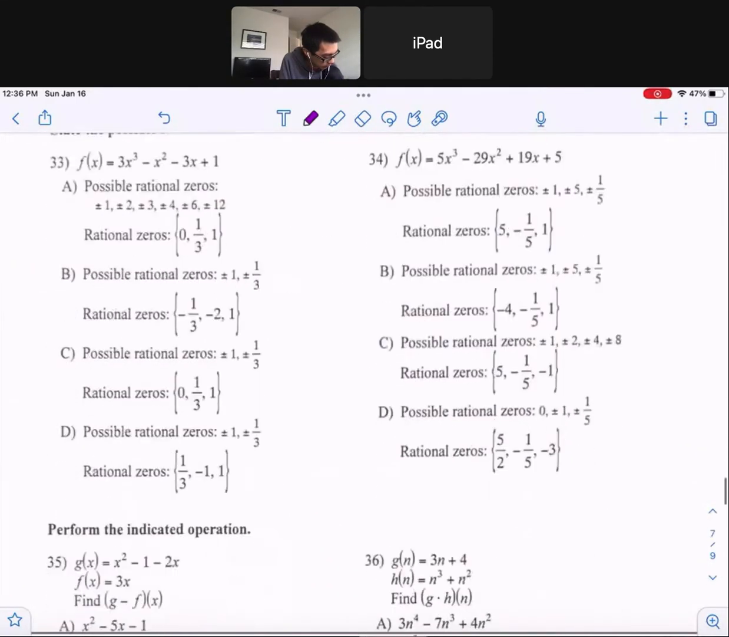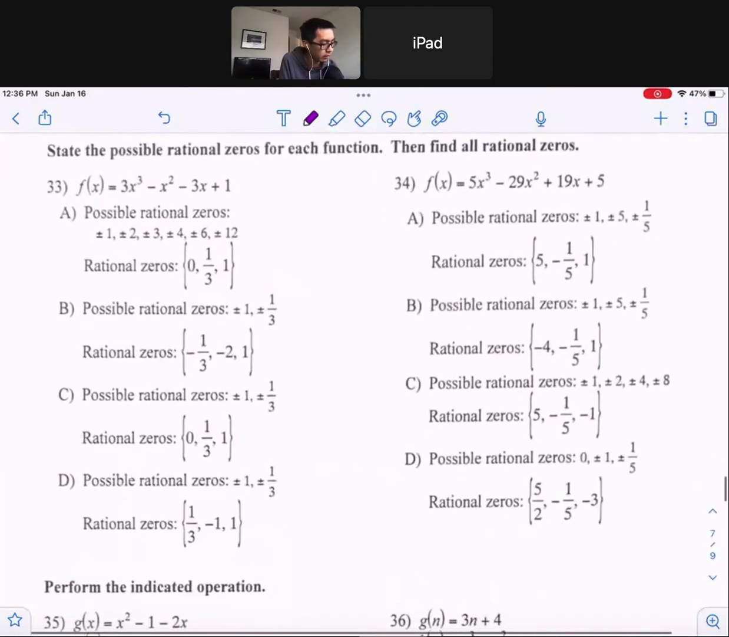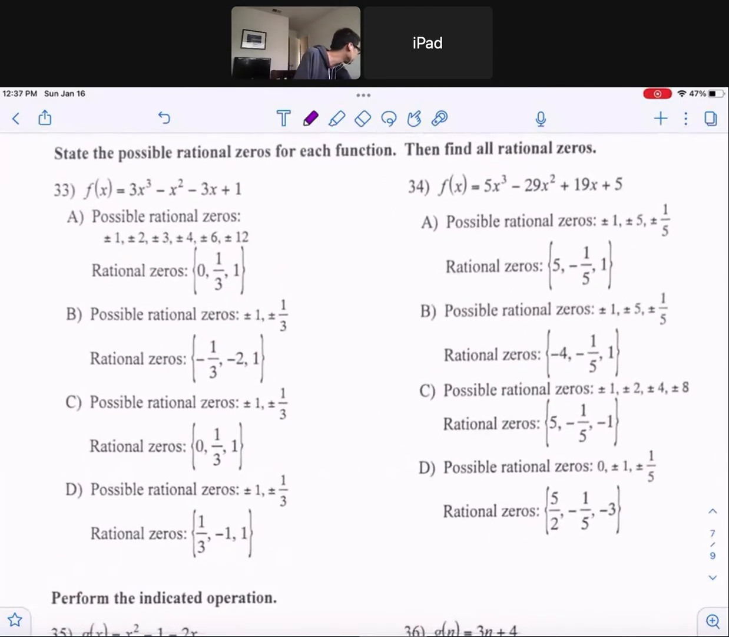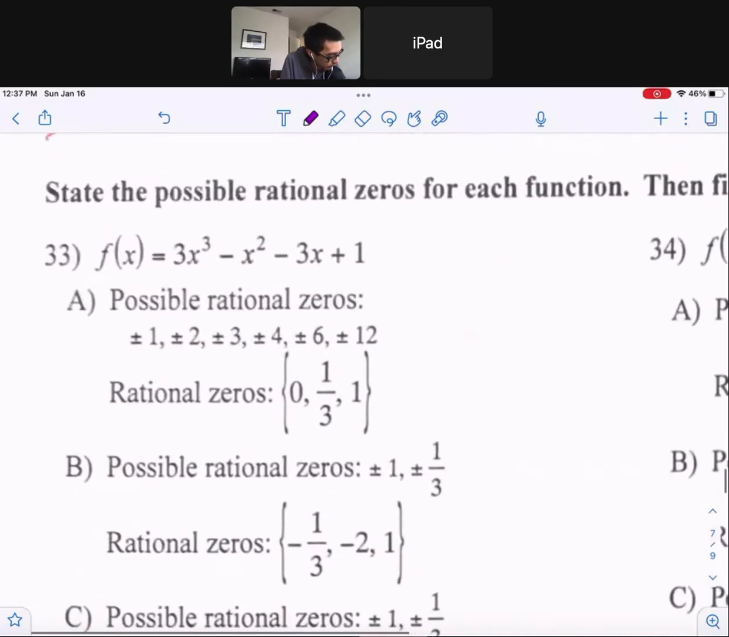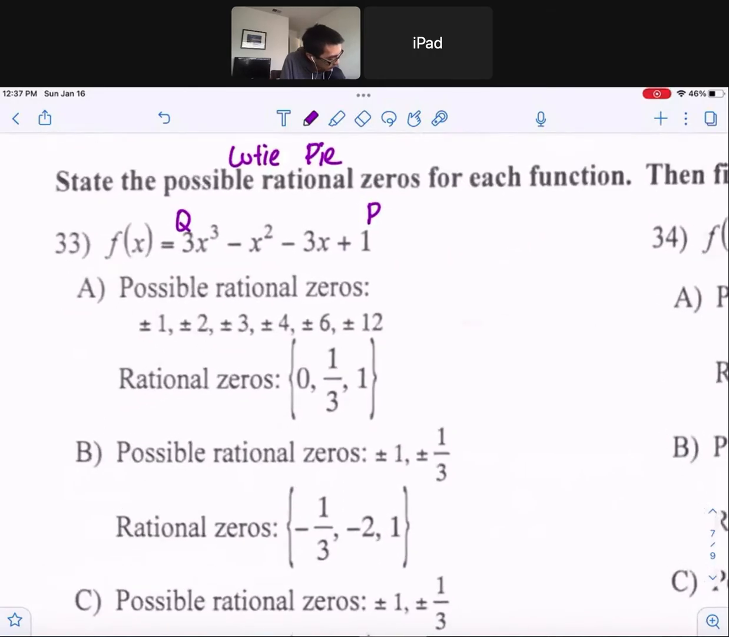Okay, skipping 31, 32. Now we're at the rational root theorem. This is where you have to do your P over Q list. And I told you to remember this phrase, QD pi, so that you remember Q comes before P. So you have to find your factors of P and your factors of Q.